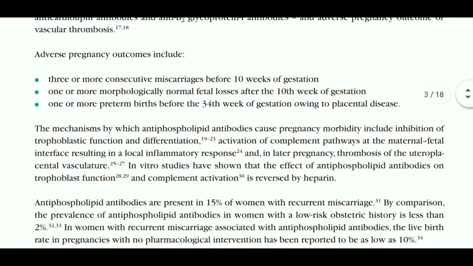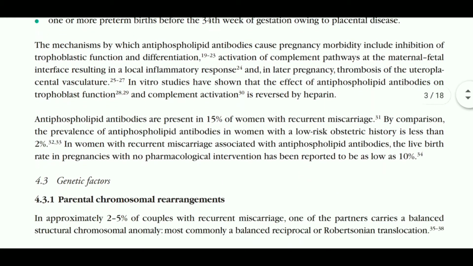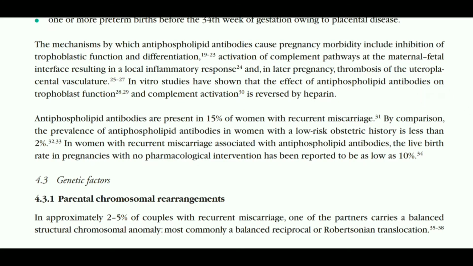Now, what is the mechanism by which antiphospholipid antibodies cause pregnancy morbidity? The mechanisms include the inhibition of trophoblastic function and differentiation, and activation of the complement pathway at the maternal fetal interface, resulting in a local inflammatory response, and in later pregnancy, thrombosis of the uteroplacental vasculature. Now, what is the role of heparin?